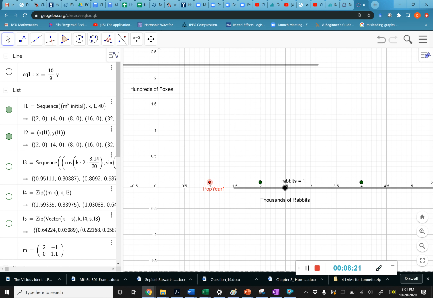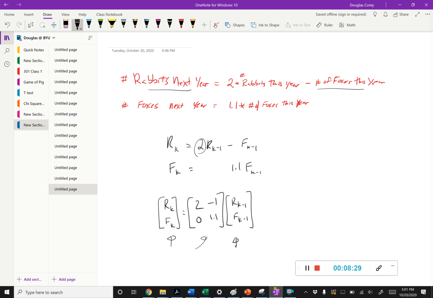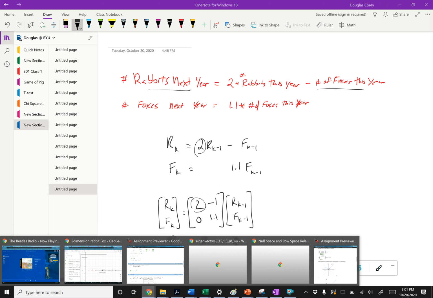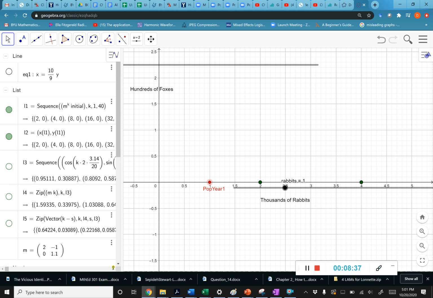And if we start with 0 foxes, then the rabbits, according to our model, are going to double every year, right? Because there's no foxes to eat them up. So if we start with 1,000, then we end up with 2,000 the next year, and then 4,000 the next year. We just keep on going. All of these actually lie in the same line. If we have 1,000 rabbits and 0 foxes, then we can multiply by 2 and we'll get the next year's, and multiply that by 2, and we'll get the next year's, multiply that by 2, and we'll just keep on going.